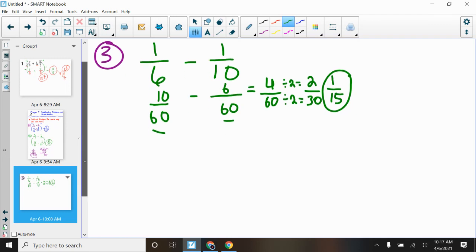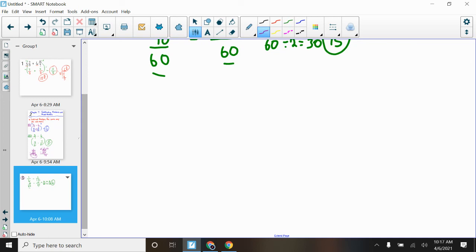Let's try number 5. So Braden's gonna try problem number 5. All right, so for problem number 5, we had, oh my gosh, I can't find it. Where is it? 5 over 6 and 1. Okay, thanks. 5 over 6 minus 1 over 8. There you go, sir.